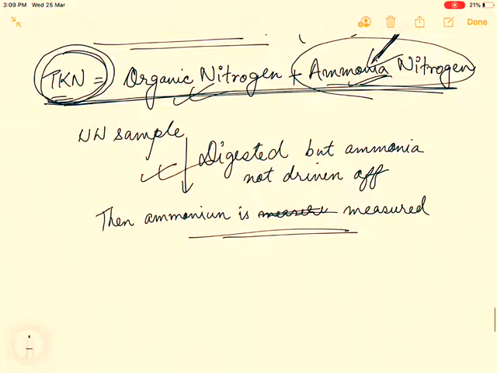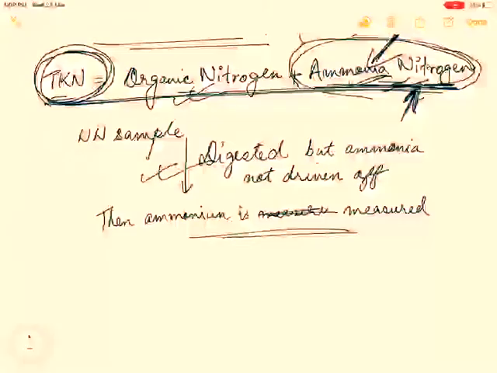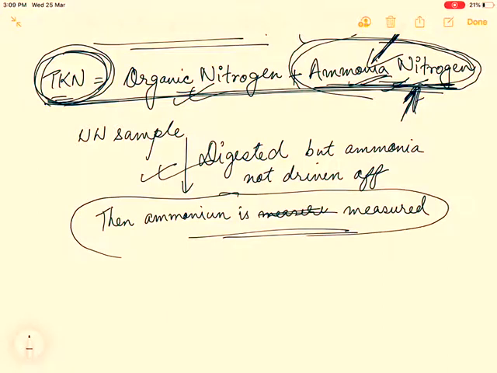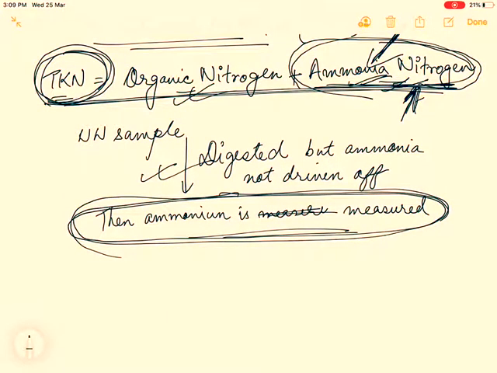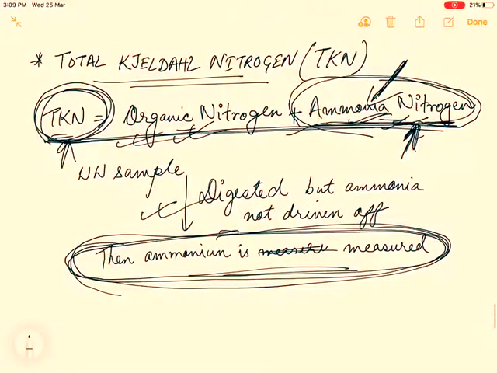Why is it not done? Because TKN is the summation of organic nitrogen and ammonia nitrogen or free ammonia. So it is mandatory to have the free ammonia. If we boil it, this will go out, so that is why we don't boil it. So this stays, and then the total ammonium ion obtained after digestion is measured and calculated, and that is called TKN, which is again organic nitrogen plus ammonia nitrogen. Similar, but the driving off is not there.